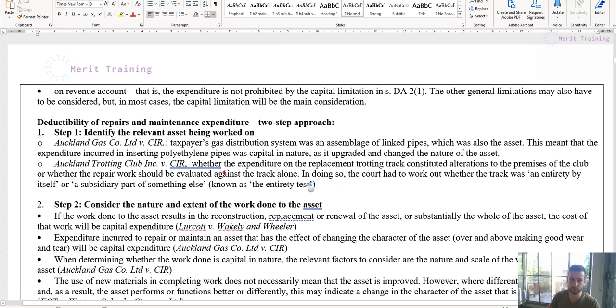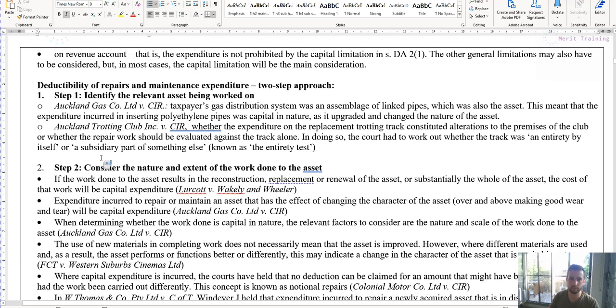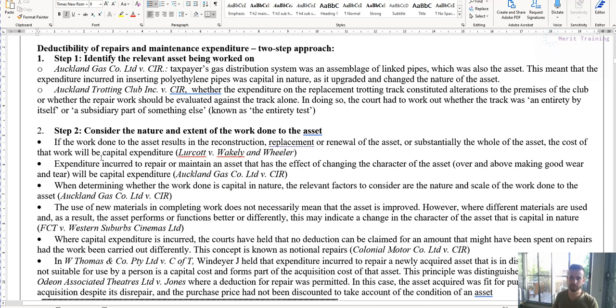So we need to do this because in some cases, in case law, we've got an issue: is this part of the same asset or is this a completely new asset? So for example, with the vat and the pressure hose, is that a component of the vat or is that a separate asset, right? So in some cases, if it's a completely different asset, you treat it as a capital item, right? So that's the first question you need to ask: is it a different asset or is it something else? This is known as the entirety test, which was developed in the Auckland Trotting Club. Okay, so let's assume that it's part of the same asset as per the entirety test.